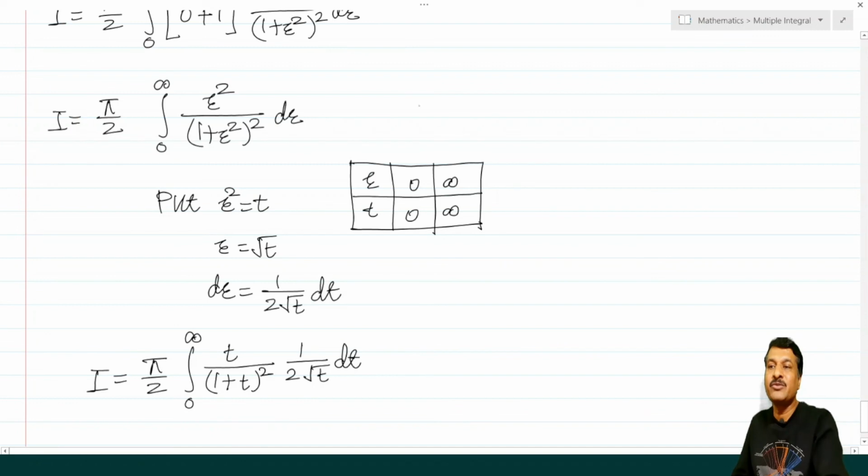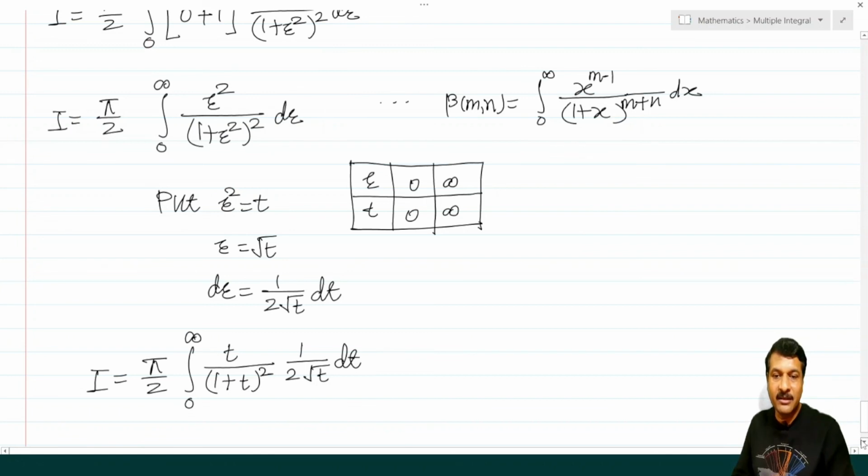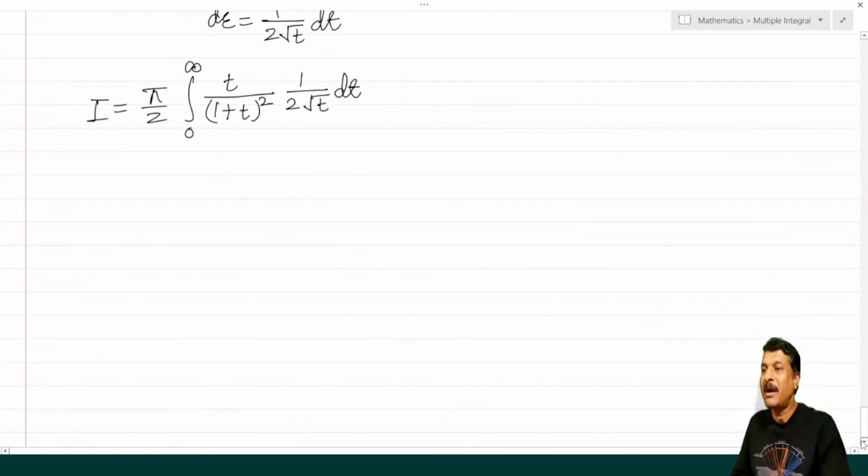Which formula am I using? Note that we should know beta of m, n, second definition, that is integration 0 to infinity x raised to m minus 1 upon (1 plus x) raised to m plus n dx. So by using this definition, it is very clear. So what is the power of t? I equal to this 2 outside, so I am getting pi by 2 into 1 by 2. This is pi by 4 integration 0 to infinity t raised to half, because here 1 and this will be minus half, so 1 minus half, only half, upon (1 plus t) whole square dt.